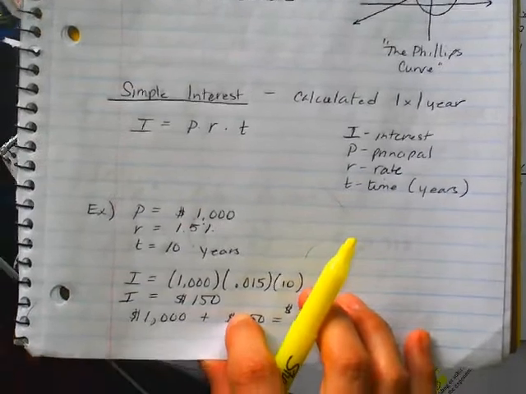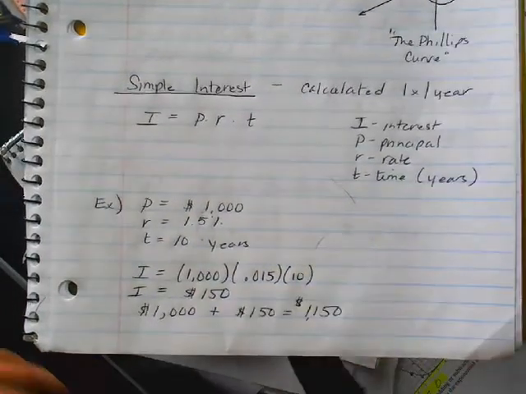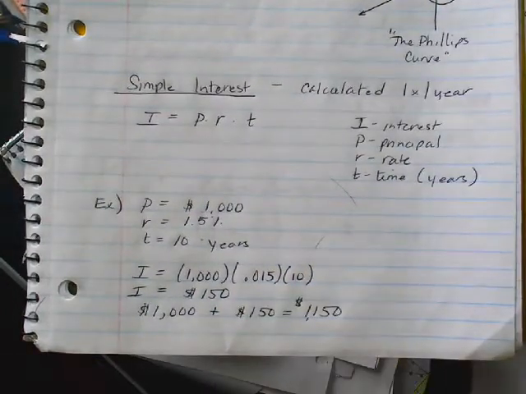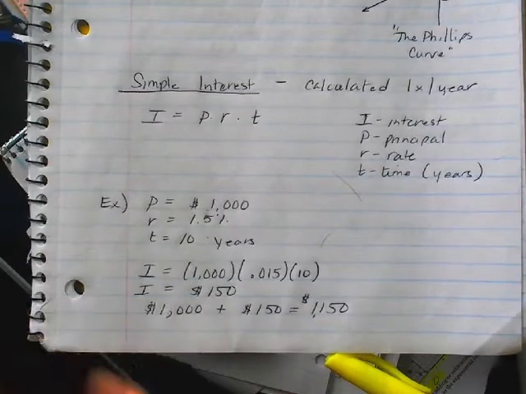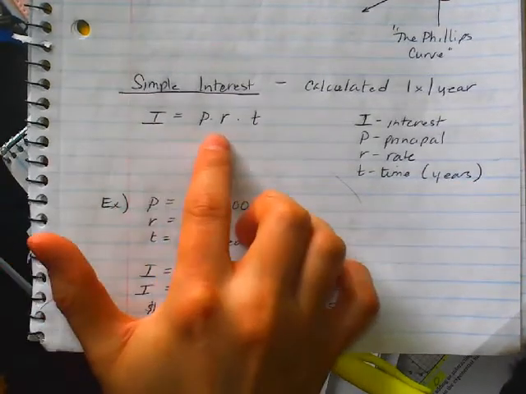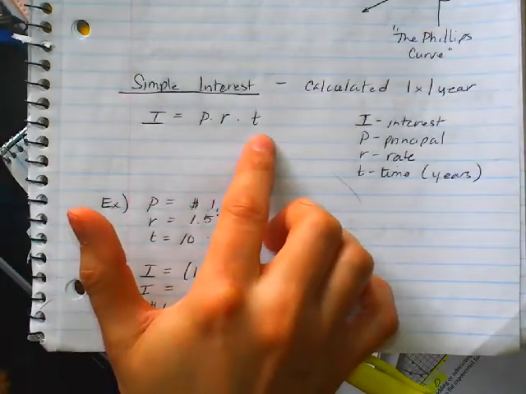Anyway, there's a couple of different types of interest that we're going to talk about. The first is called simple interest, which isn't really used a whole lot in the real world. It's when they calculate your interest only one time per year. The equation is interest equals principal times rate times time.